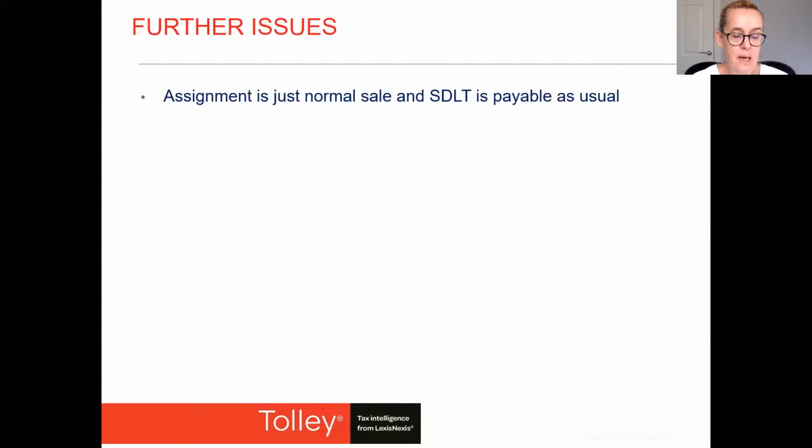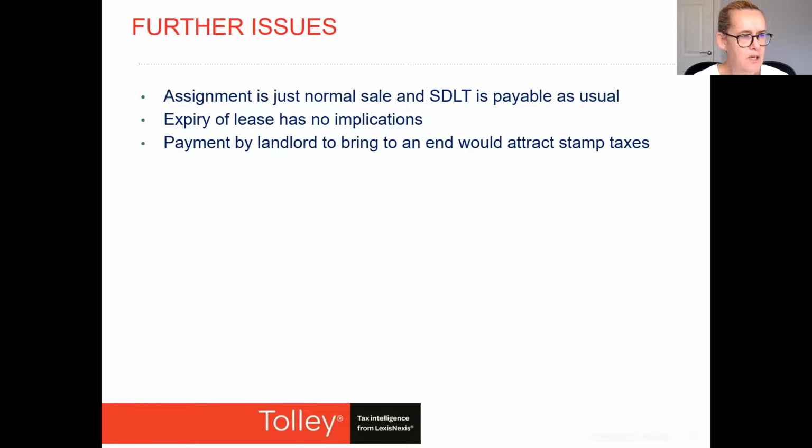Where you have an assignment of a lease, that is, as we've said already, just going to be a sale, and any SDLT would be payable as usual. An expiry of a lease, as it has no capital gains implications, also has no SDLT implications. A payment by a landlord to bring a lease to an end would attract stamp taxes because, as we have said, they are effectively buying the leasehold interest. A payment made by a tenant to bring a lease to an end would not attract stamp taxes because basically the lease and the payment are going in the same direction.